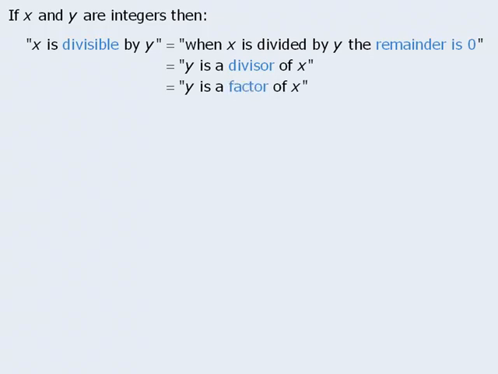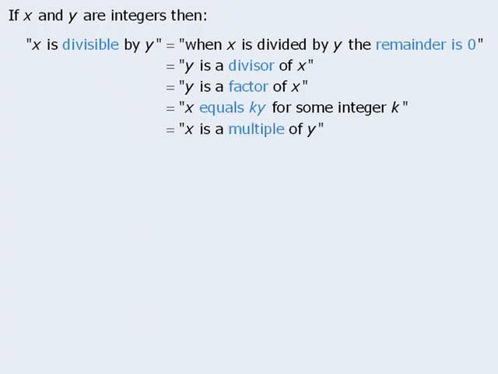Or we can say that y is a factor of x. Or we can say that x is equal to ky for some integer k. Or we can say that x is a multiple of y. All of these statements convey the exact same idea. So be sure to know all of the various ways to express the idea that one number is divisible by another number. Later in this module, we'll add even more statements to this list.